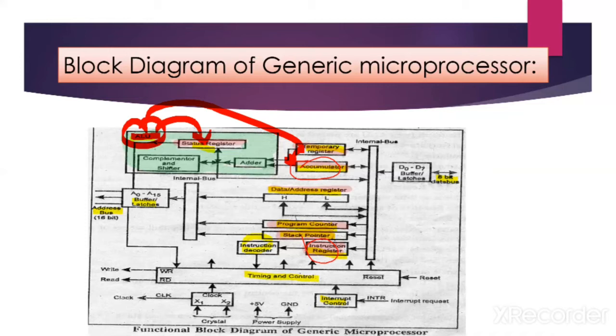Next is status register. Status register is also called flags, which consist of flip-flops that are set or reset according to data conditions in the accumulator. The generic microprocessor has two flags, that are zero flag and carry flag.